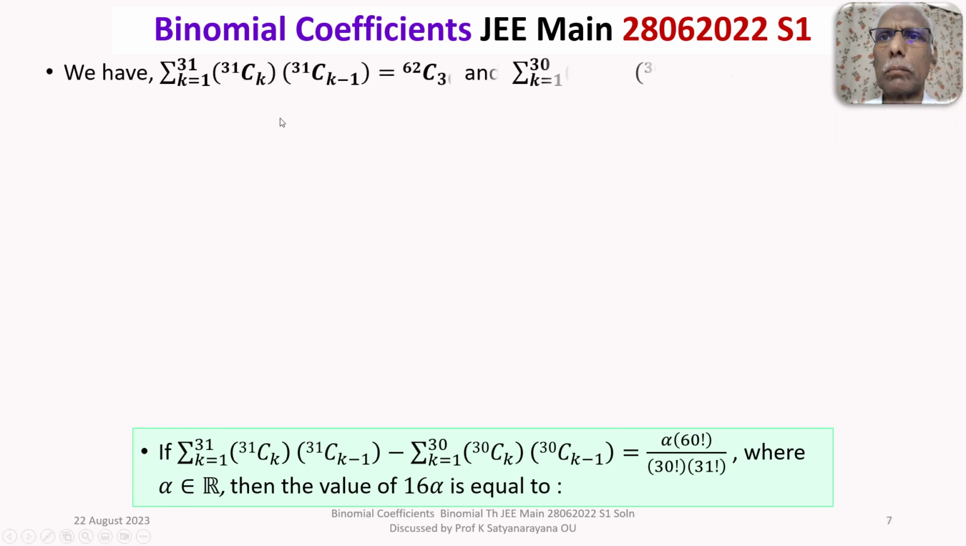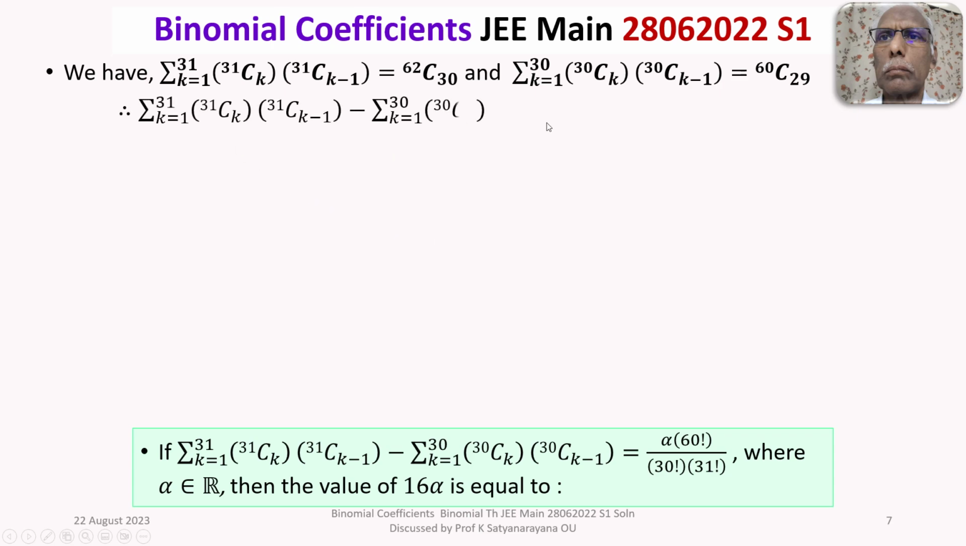Right. So we have sigma k is equal to 1 to 31, 31Ck into 31Ck minus 1 is equal to 62C30. And similarly, sigma k is equal to 1 to 30, 30Ck into 30Ck minus 1 is equal to 60C29. Agreed. Now look at the question. You have to subtract. So subtracting the first one minus the second one, first one is 62C30 minus the second one 60C29. So this is the left hand side.